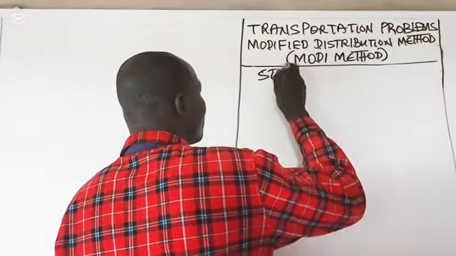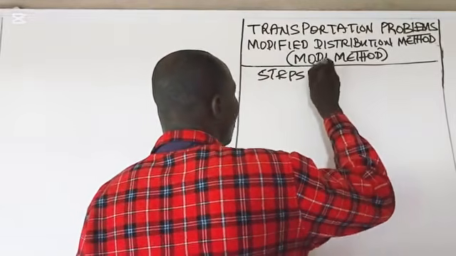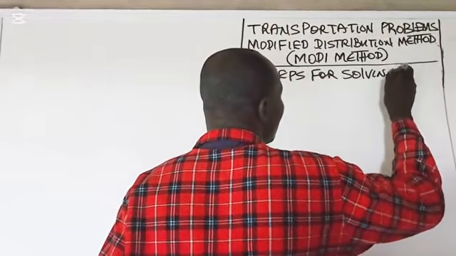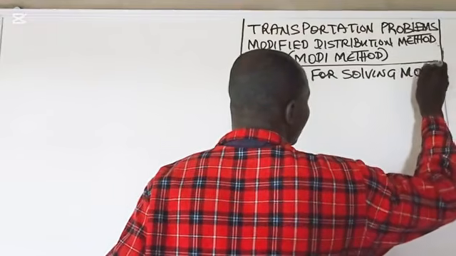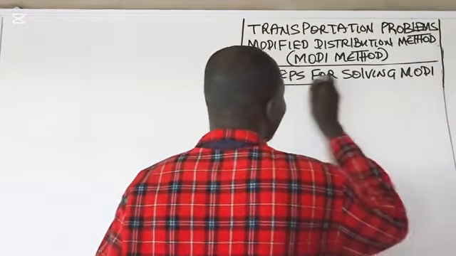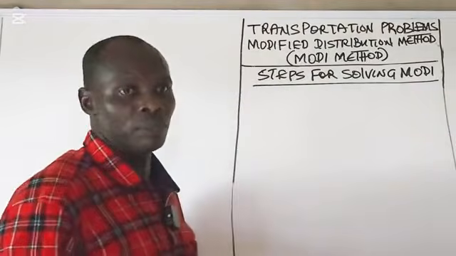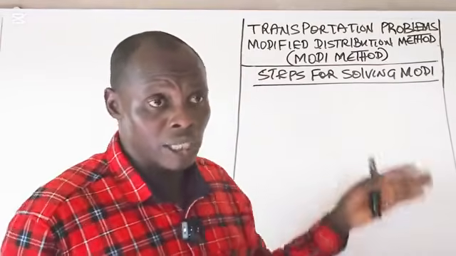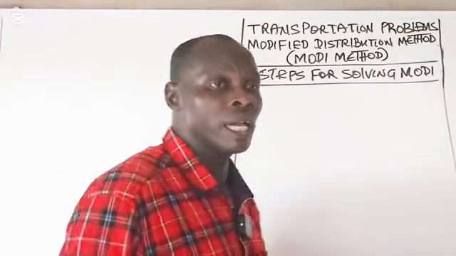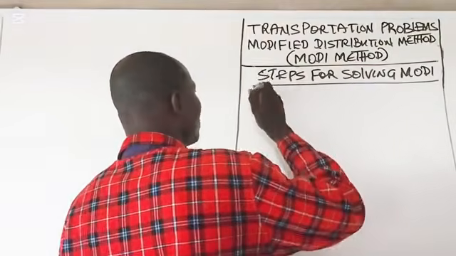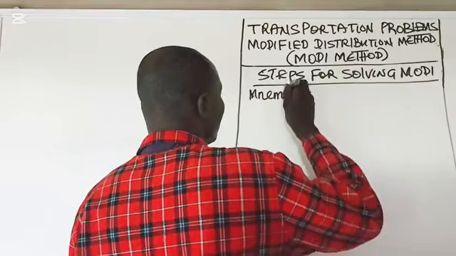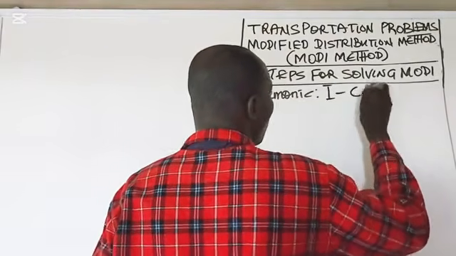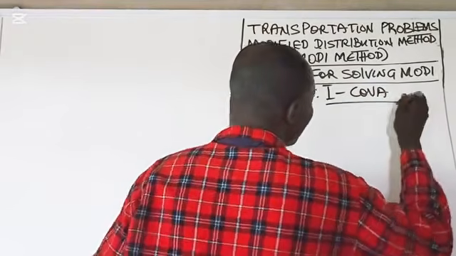Steps for solving MODI. Steps for solving the modified distribution method. To understand the steps, we use a mnemonic: I C O V E R. Take note of this mnemonic for the steps.